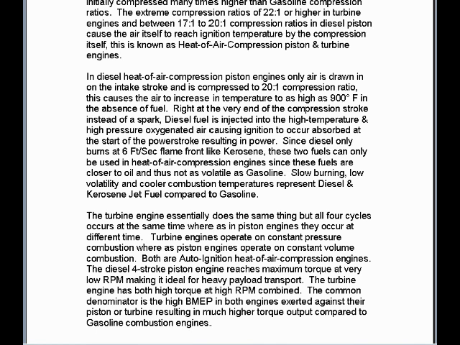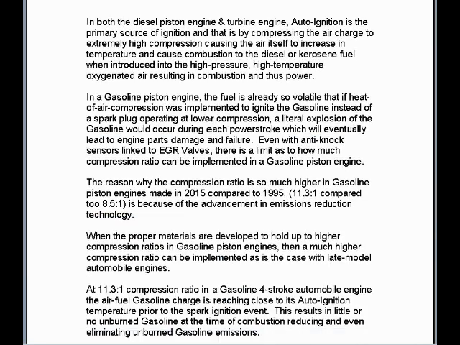The diesel 4-stroke piston engine reaches maximum torque at very low RPM, making it ideal for heavy payload transport. The turbine engine has both high torque and high RPM combined. The common denominator is that the high brake mean effective pressure in both engines exerted against their piston or turbine results in much higher torque output compared to gasoline combustion engines.